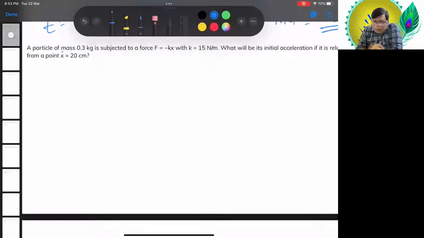Now let us see the second question. A particle of mass 0.3 kilogram is subject to a force F is equal to minus kx.